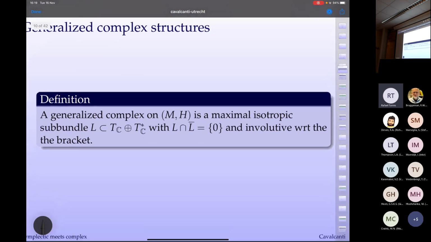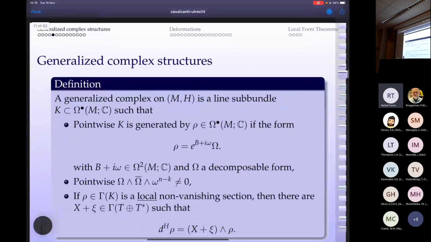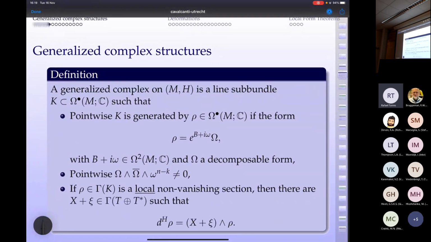The next one can be a little tricky at times. It takes some getting used to, and it's much longer. So a generalized complex structure is this: a line subbundle of the space of forms. This line subbundle should be pointwise generated by a form of a very specific algebraic type. So it has to be e to the B plus i omega wedge Omega. That's a formal exponential, and B plus i omega is just a complex 2 form, wedged with Omega, and this Omega is a decomposable form. So it should be something like alpha 1 wedge alpha 2 wedge alpha 3 with these being 1 forms. And so it has this algebraic type.